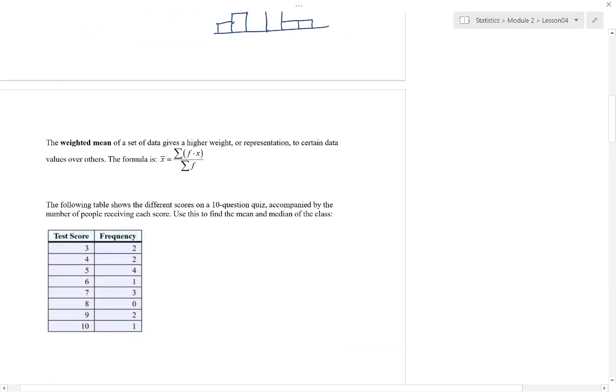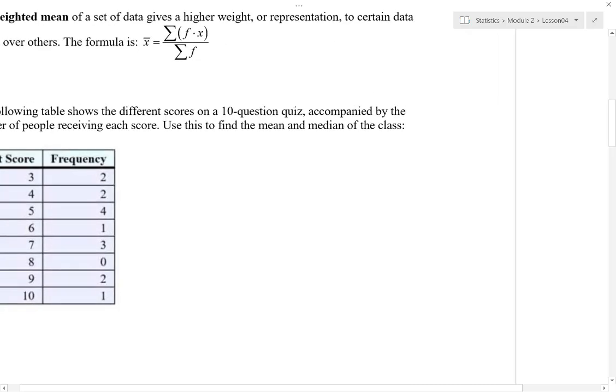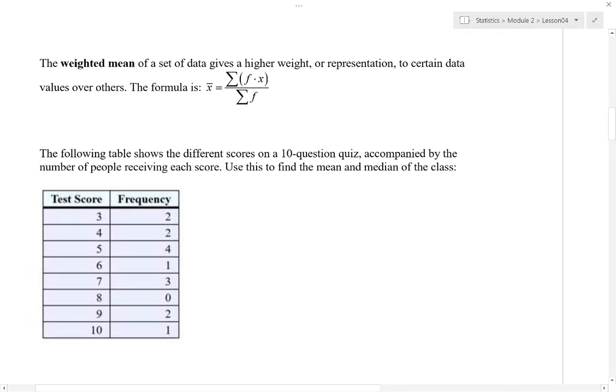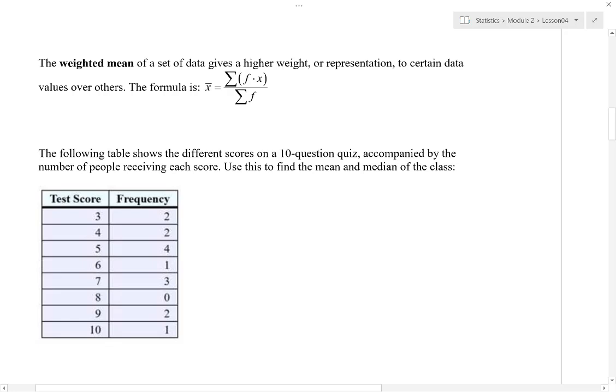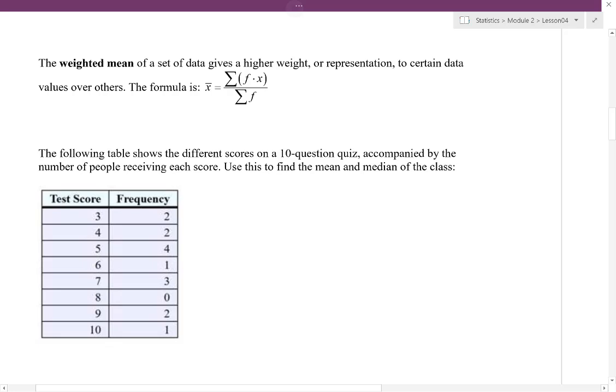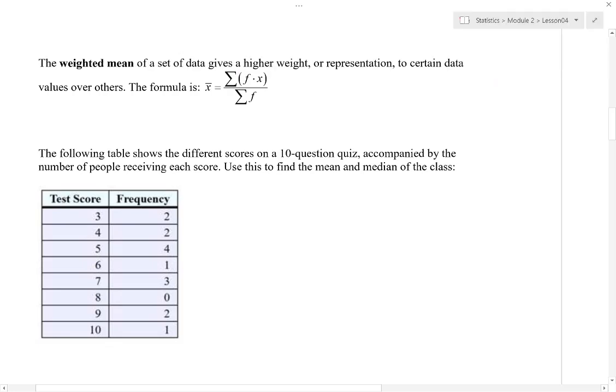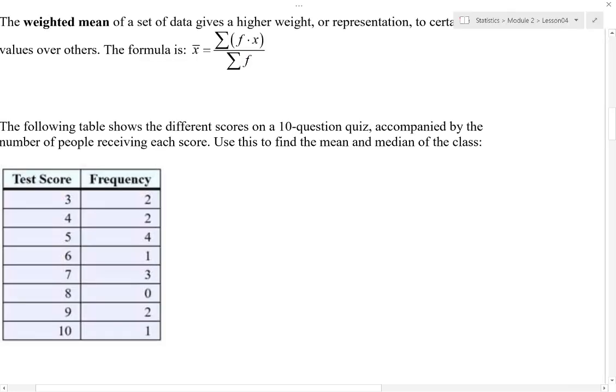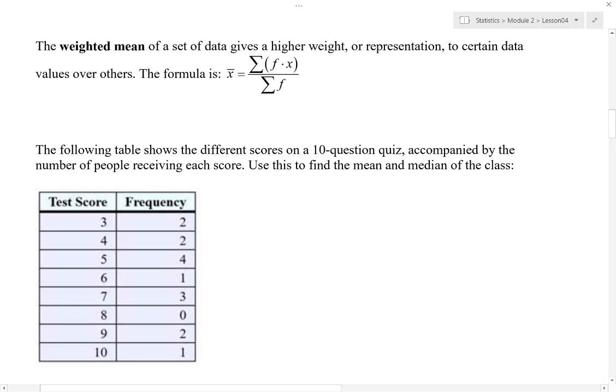Okay, I want one more idea here when it comes to finding means. Sometimes you'll need to find a weighted mean. When we found the means of the data so far, every data point counted equally. So you simply add them all up and divide by the number of numbers. But sometimes some numbers will have a higher weight than others.